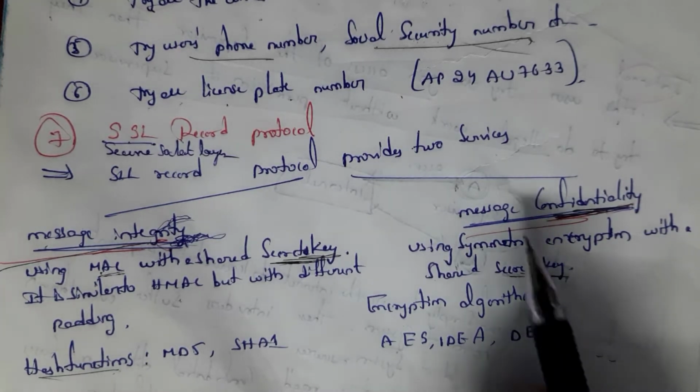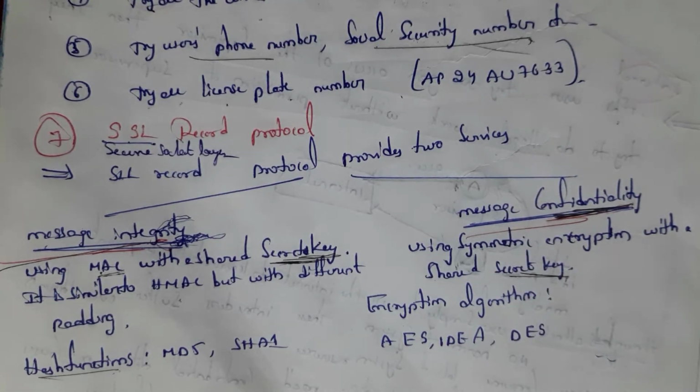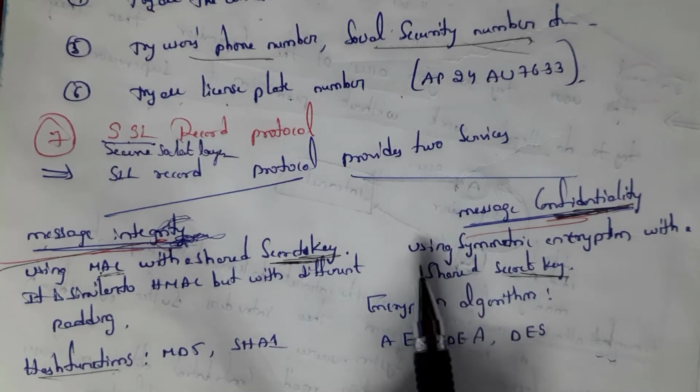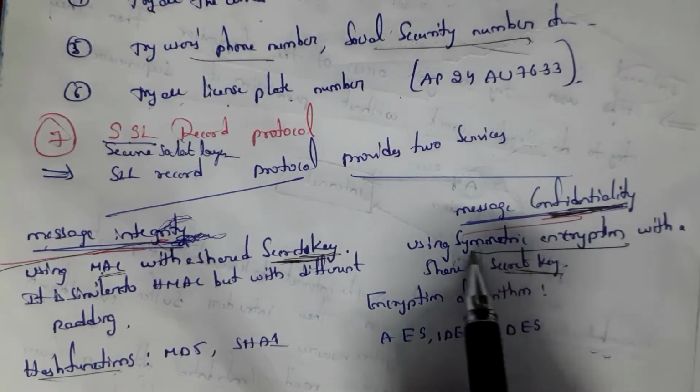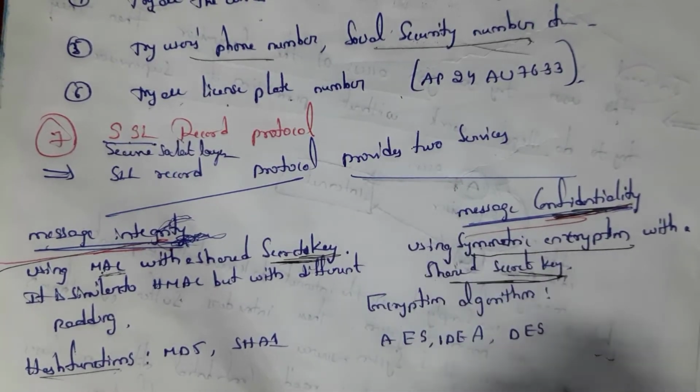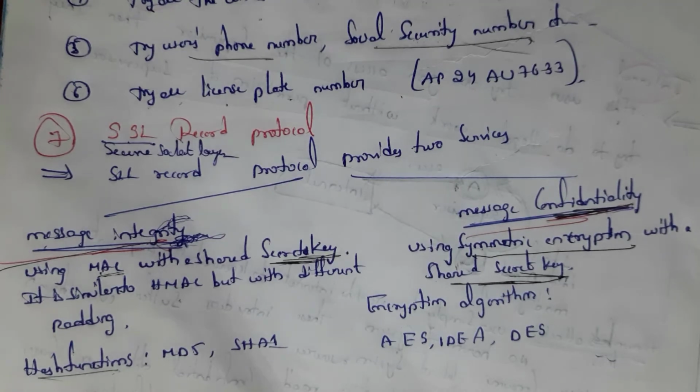And next one is message confidentiality. Message confidentiality is nothing but keeping data secret without others knowing. It is known as confidentiality. Using symmetric key encryption with a shared secret key, we can achieve message confidentiality. Examples of hash functions are MD5, SHA-1, etc. Whereas these encryption algorithms are AES, DES, etc. AES stands for Advanced Encryption Standard and DES stands for Data Encryption Standard.